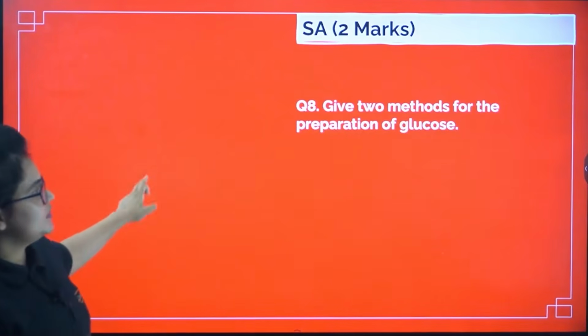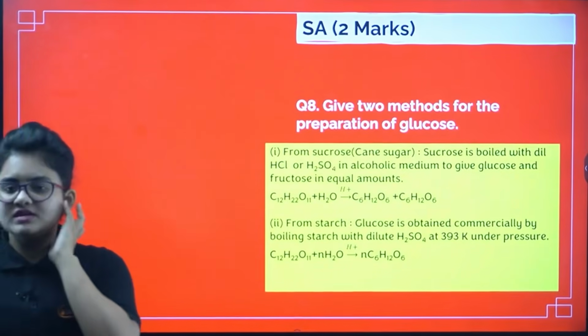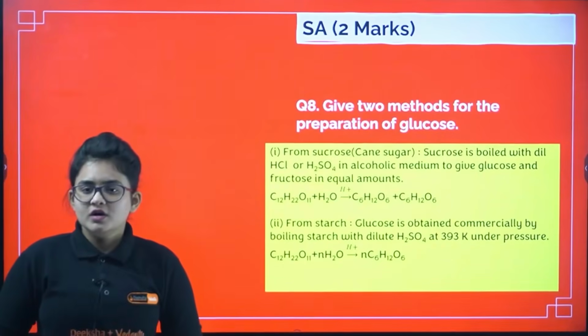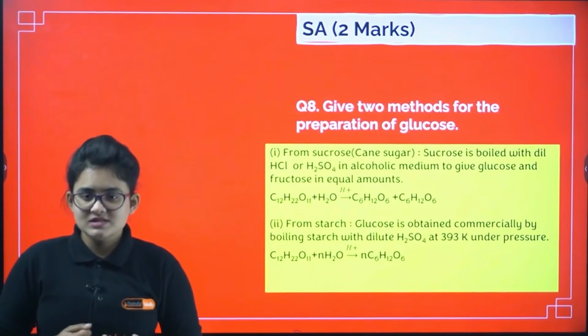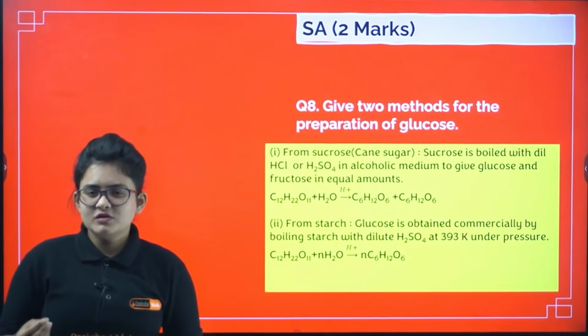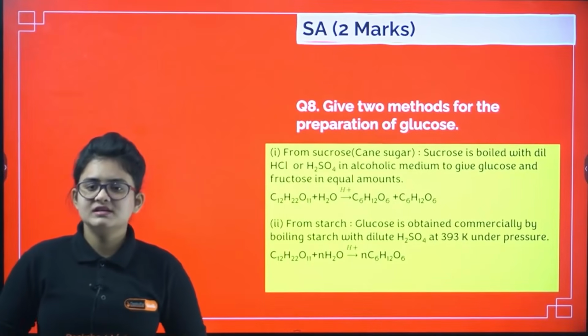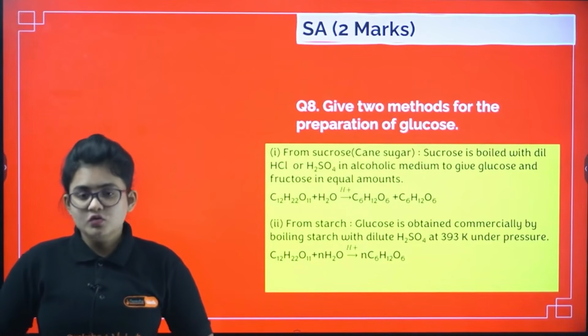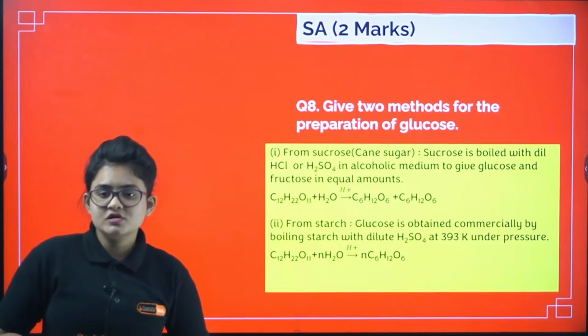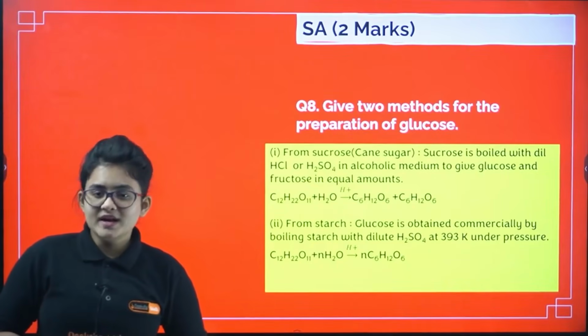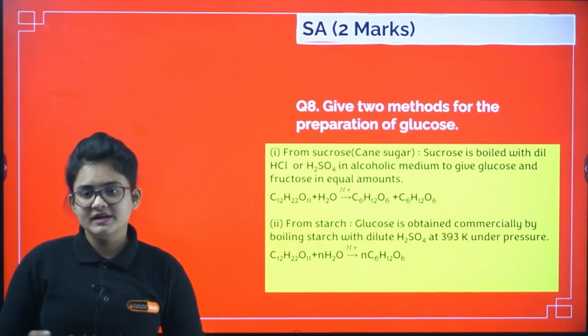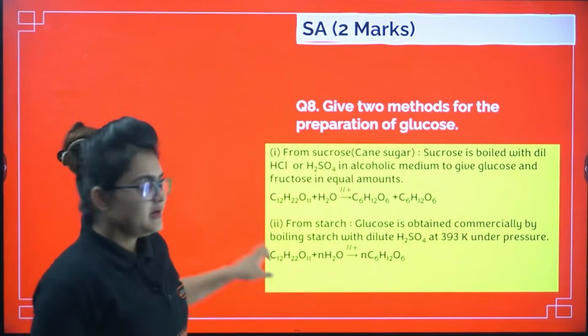Give 2 methods for the preparation of glucose. First, from sucrose: if you do hydrolysis in an alcoholic medium, you will get glucose. Next, from starch: by boiling starch with dilute H2SO4 you will get glucose as well.